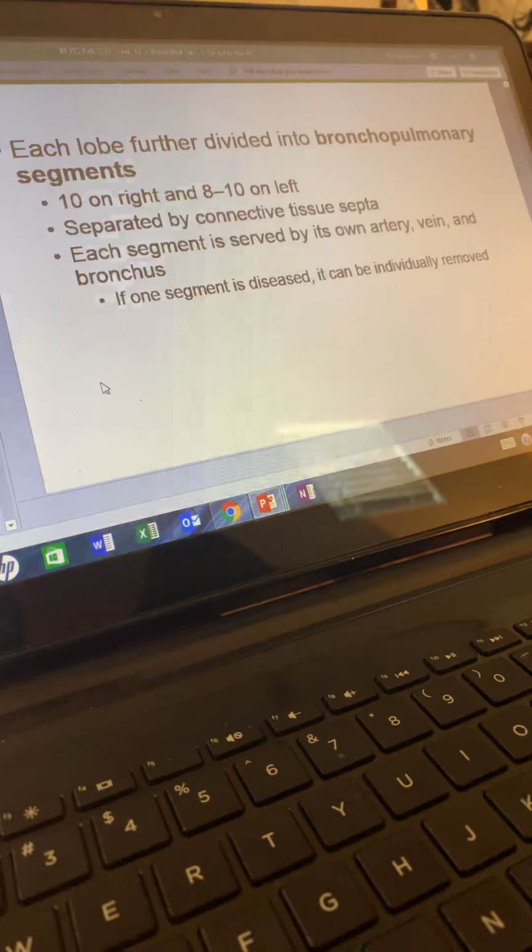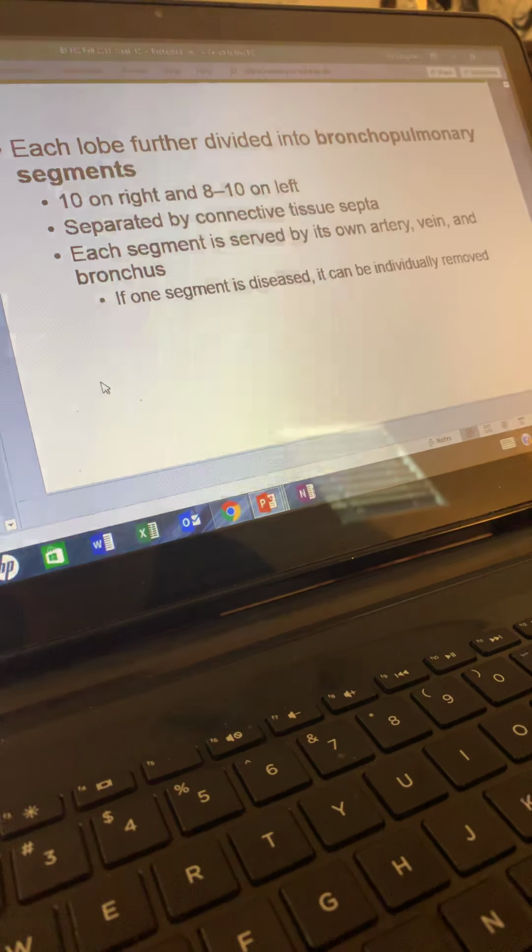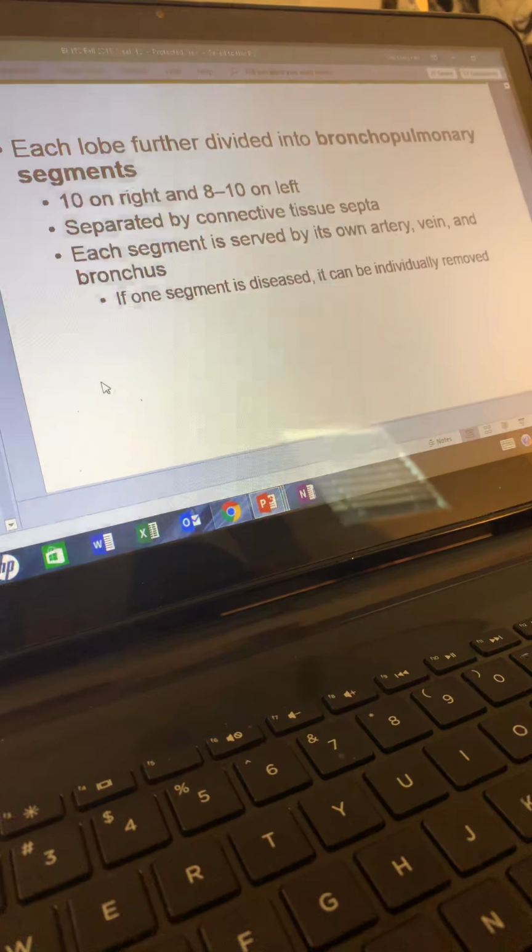Each lobe is further divided into bronchopulmonary segments. There's 10 on the right and 8 to 10 on the left, separated by connective tissue septa, plural for septum. Each segment is served by its own artery, vein, and bronchus. If one segment is diseased, it can be individually removed, which is really great because it allows the ability to sequester it and the rest of the organ to still move forward.